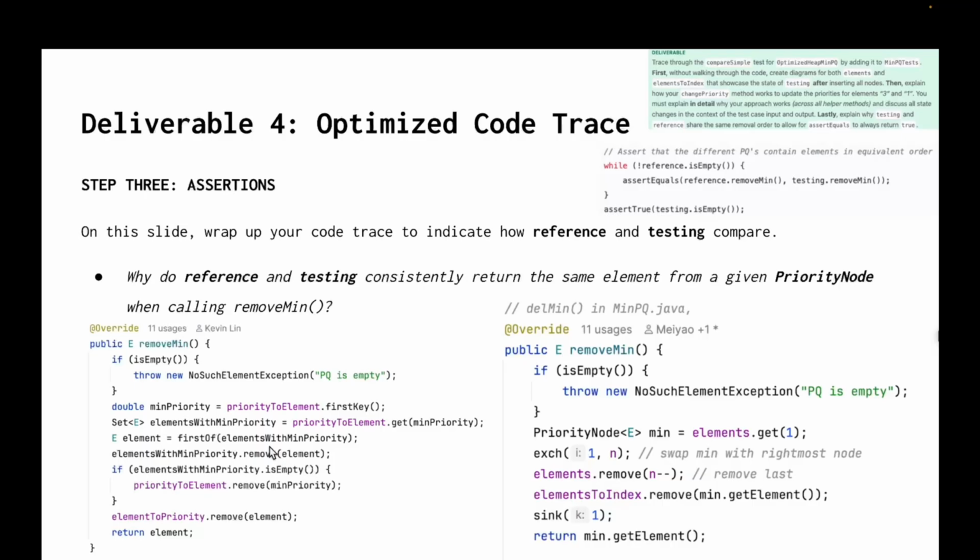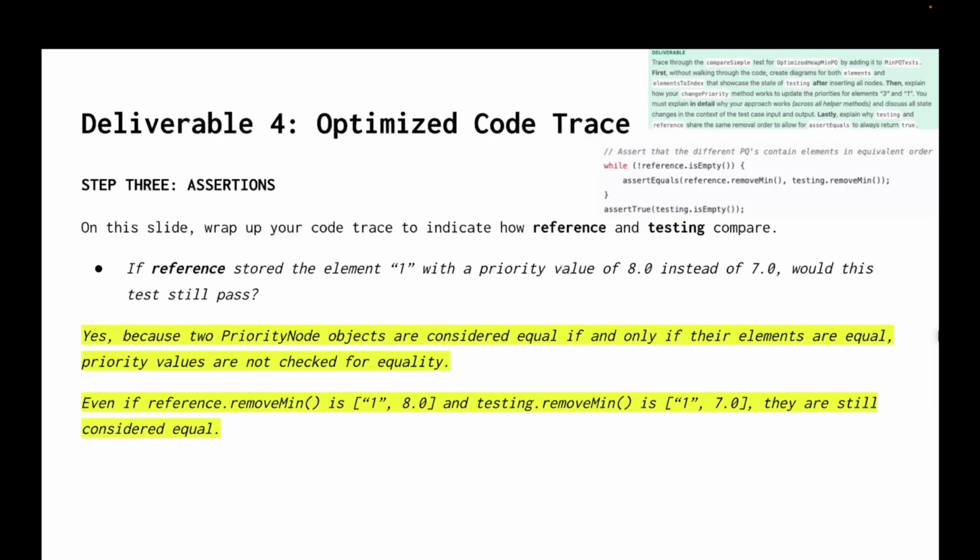For the assertions, both the reference and testing rely on the heap property, which ensures that the element with the minimum priority is always at the root. For the DoubleMapMinPQ, we use the minimum priority to get a set of elements, and we only retrieve the first element from the set. For the OptimizedMinPQ, we get the priority node at index 1, which is guaranteed to have the minimum priority value. And then we do a bunch of stuff to restore the heap invariant. Again, the test will still pass because we only check elements for equality, not priority values.